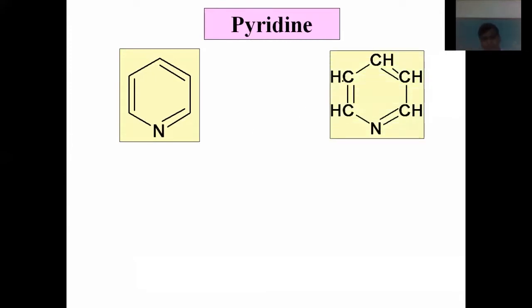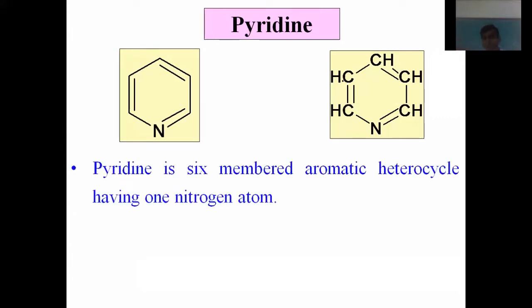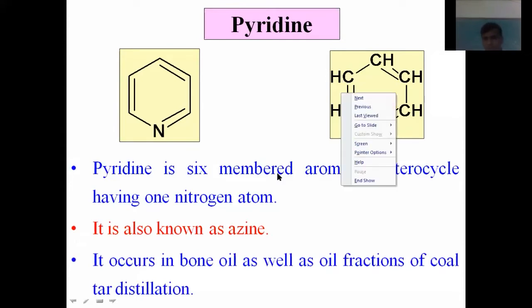Similar to benzene, it is also aromatic in nature. Why is it aromatic? Because there are three pi bonds, which means six pi electrons, which means there are 4n plus 2 pi electrons. It obeys Huckel's rule, and therefore pyridine is aromatic in nature, and thus pyridine is a six-membered aromatic heterocycle having one nitrogen atom. It is also known as azine, and generally it is found in bone oil as well as fractions of coal tar.